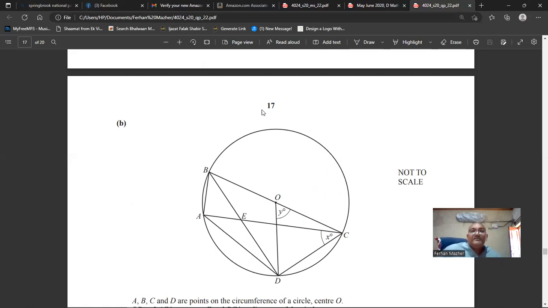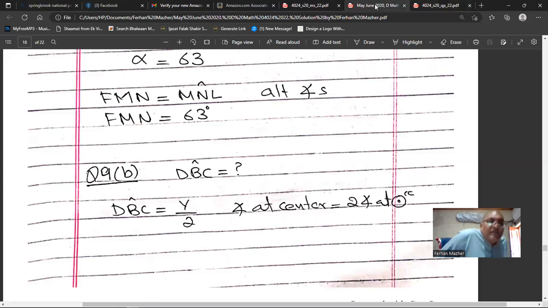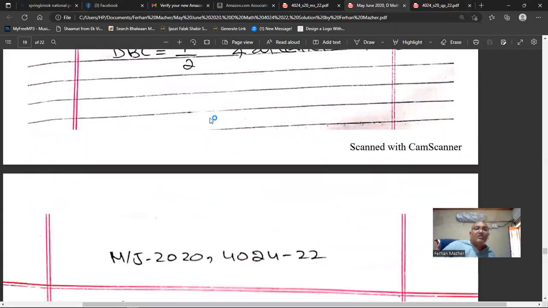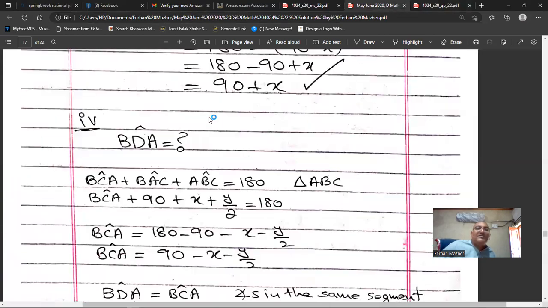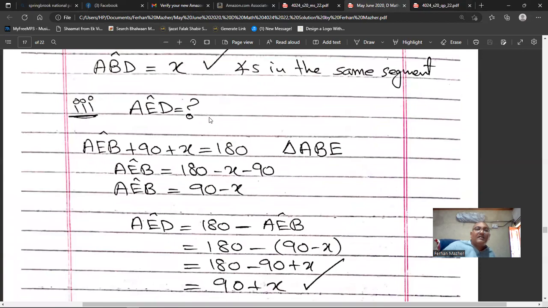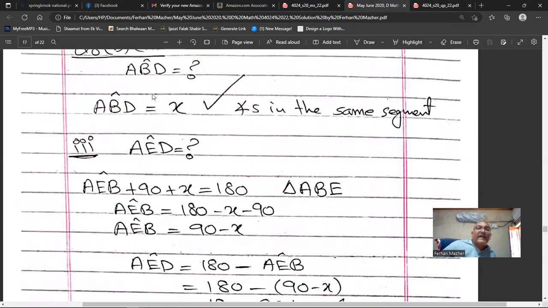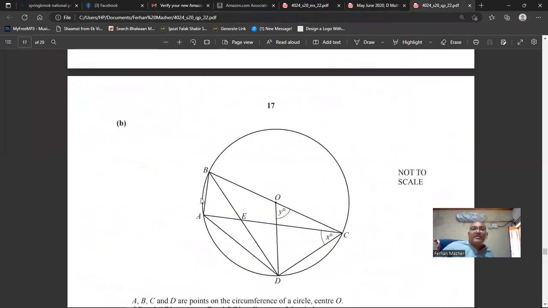So the ABD will be equal to, so I have to go to, so the ABD is the question. So the ABD will be equal to the X because the angles are in the same segment. This angle and this angle, they are angles in the same segment because they both are coming from the AD.